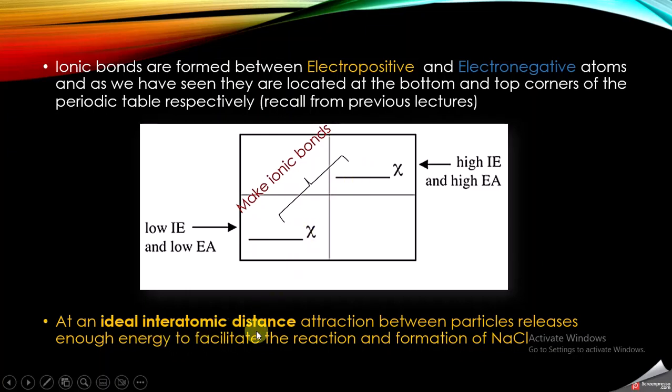At an ideal interatomic distance, the attraction between the particles releases energy when we have positive and negative ions and they come closer together at an interatomic distance. What happens is that the energy is released and this facilitates the reaction and the formation of an ionic compound, for example, sodium chloride.